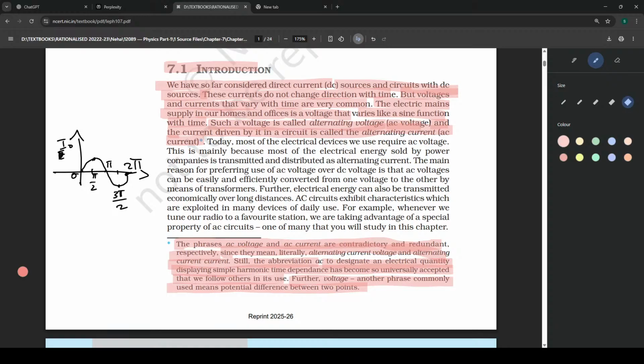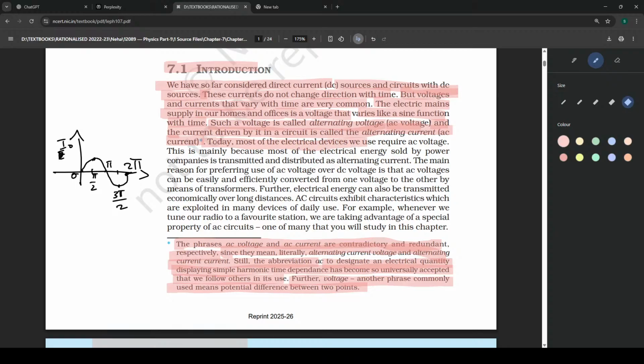Alternating current is a universally accepted term for describing an electrical quantity that is displaying simple harmonic time dependence. Basically, it is going to vary with respect to time, and it is similar to simple harmonic motion, and so it is universally accepted to call it alternating current. Okay, that's what they're saying.